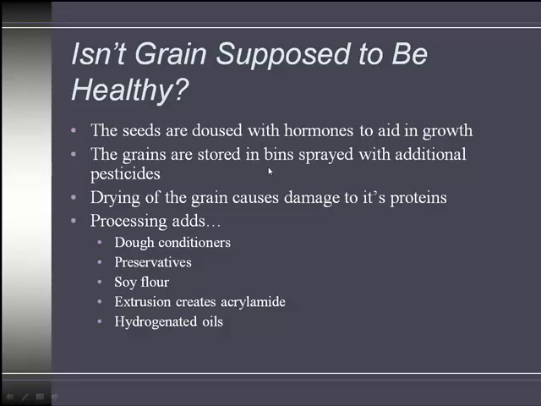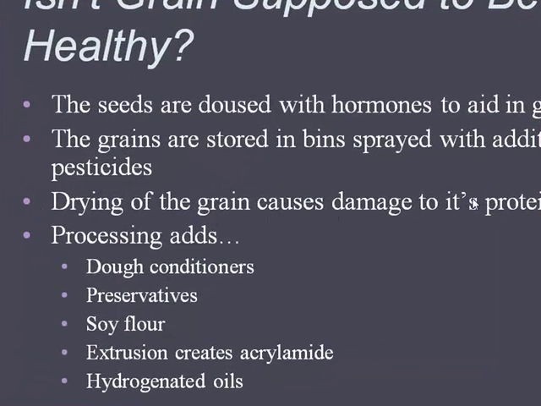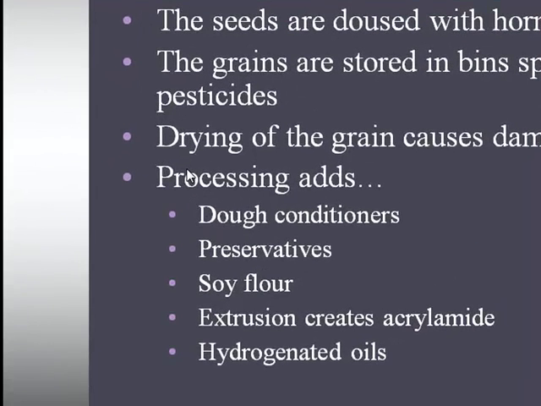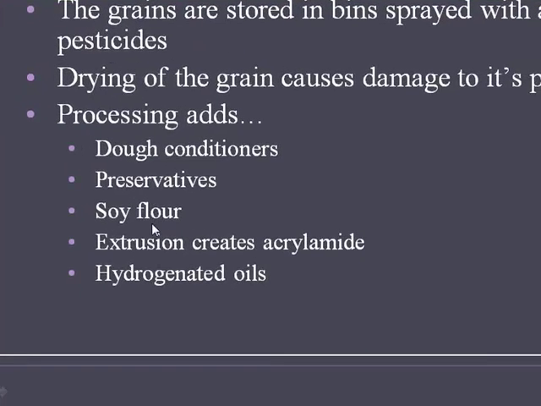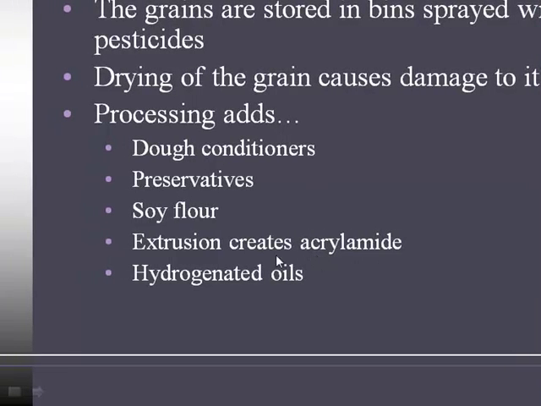The grains are stored in bins sprayed with additional pesticides. When we dry the grain, it causes damage to its proteins. And then when we process the grain to make it edible, we add dough conditioners and preservatives and other types of flour, and extrusion, which is a heat-based process, creates a carcinogenic chemical called acrylamide. And we've done studies in mice with heated cereal products and found that the mice that get the highest levels of acrylamide tend to die of the most cancer.